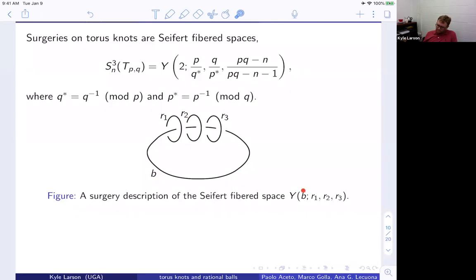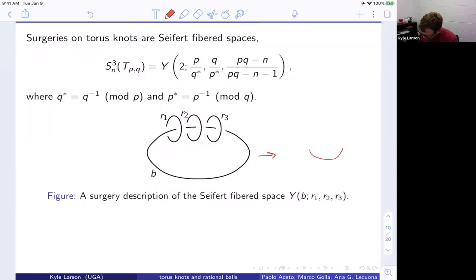So we have this first number B, which is supposed to be an integer. And then we have these three rational numbers. These correspond to rational surgeries on meridians. So this is a nice way of thinking about a Seifert fibered space with three singular fibers. This is a rational surgery diagram, but we can convert this to an integral surgery diagram by using the slam dunk operation. So we can convert this to something as follows.